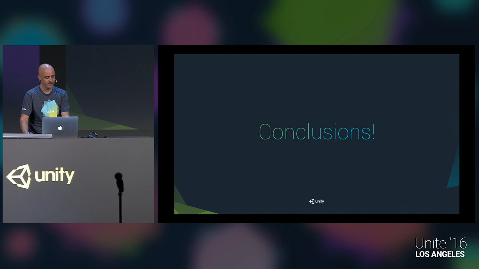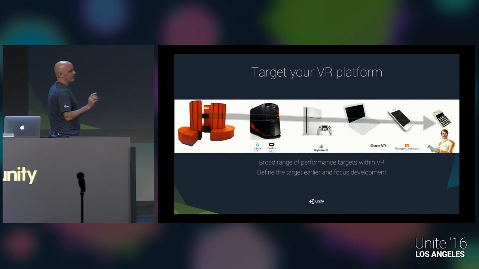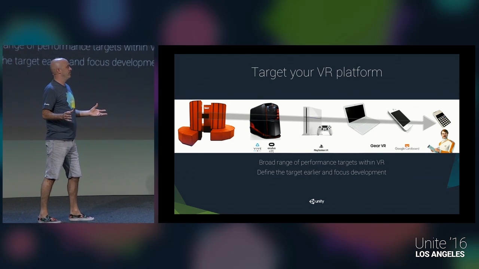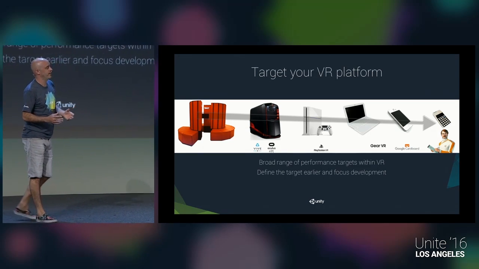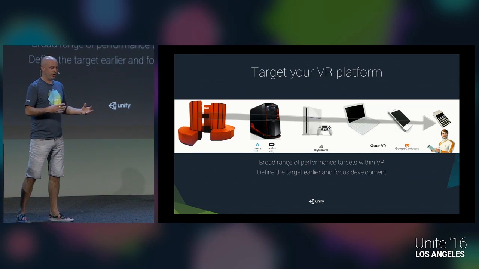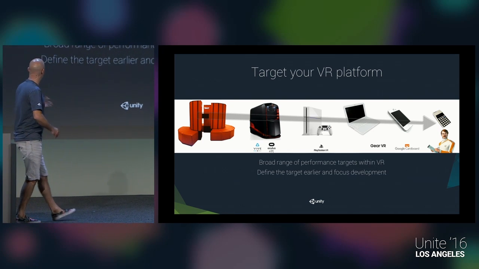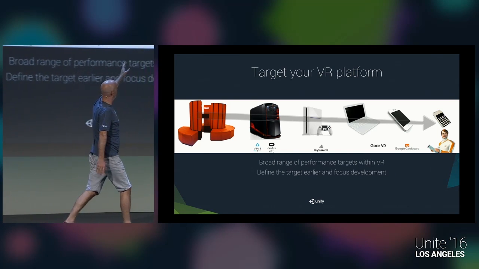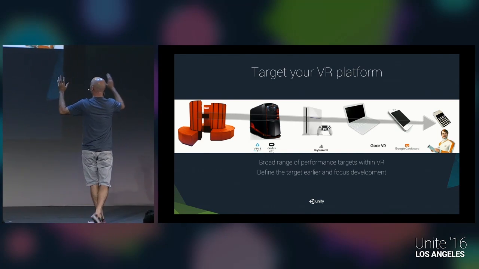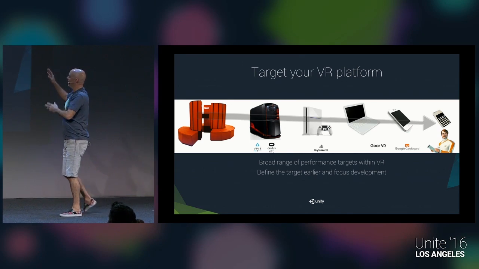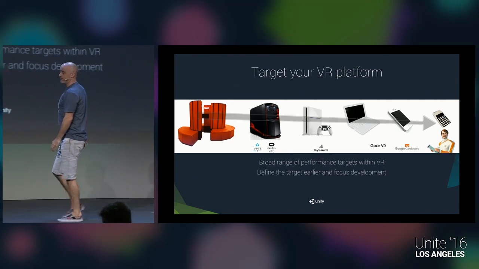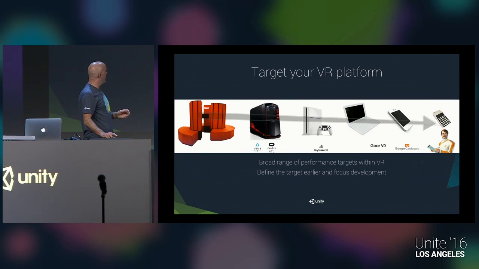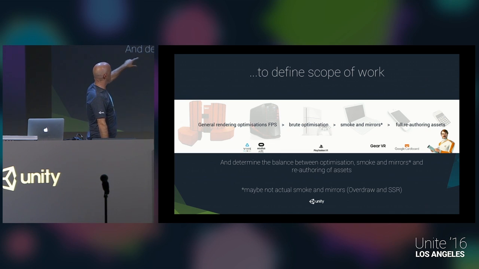So, conclusions. Target your VR platform. VR is a really broad term in terms of the performance of hardware that's available. If somebody says, oh, you're going to have to optimize this for VR, well, what are you talking about? Are you talking about supercomputer-driven, high-end VR headsets, or are you talking about, not pocket calculators, but you know what I mean, mobile phone-based VR? If you can define earlier on where you're targeting, then you've got a really good chance of figuring out the scope of your work.